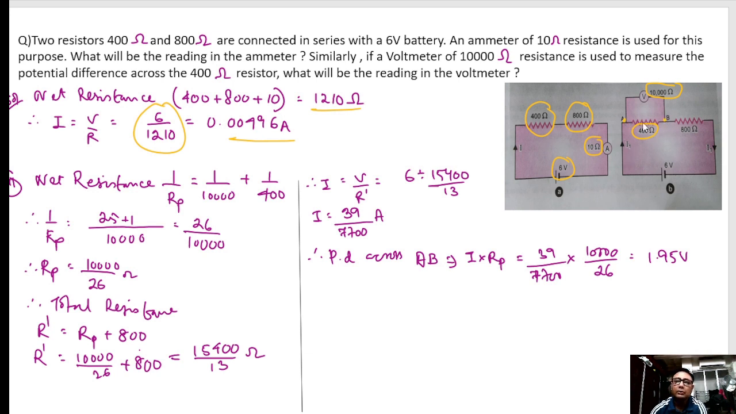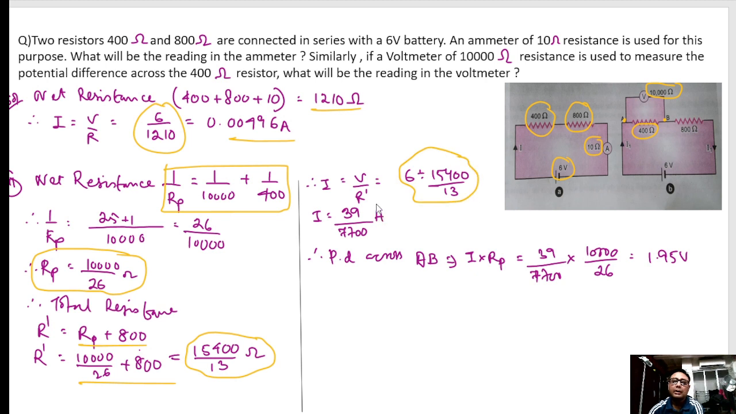Okay, so first of all find out the total resistance of 10,000 and 400. They are in parallel, so using this, this is the resistance we calculated. Now this plus 800 is in series, so this is the total resistance of the circuit. So what is the current flowing in the circuit? It will be V by total resistance, and we find out the total current. So if this is the total current, the potential across AB should be the current into the net resistance, which is this. So this is the potential across AB.